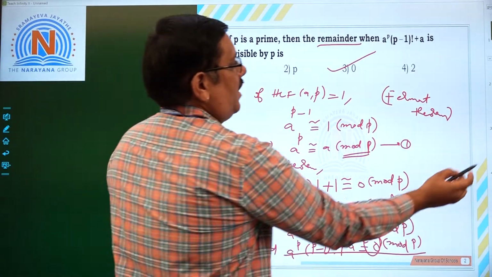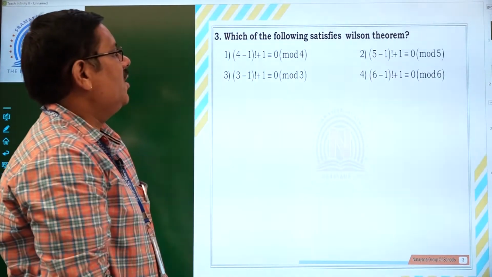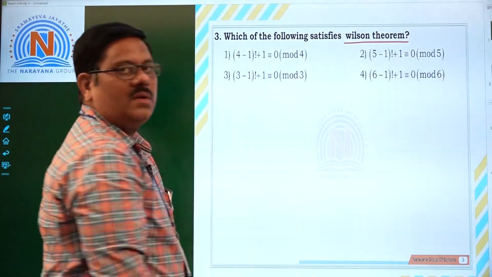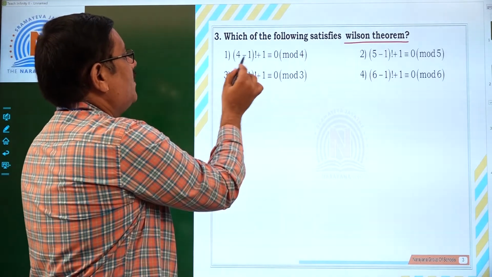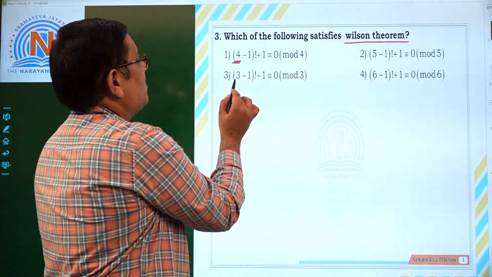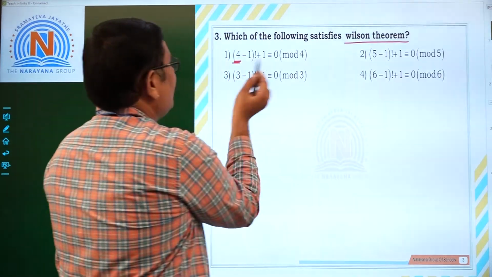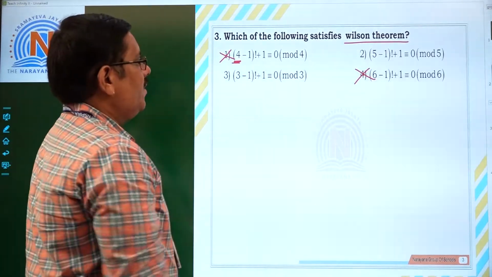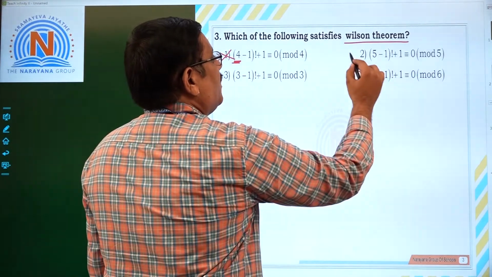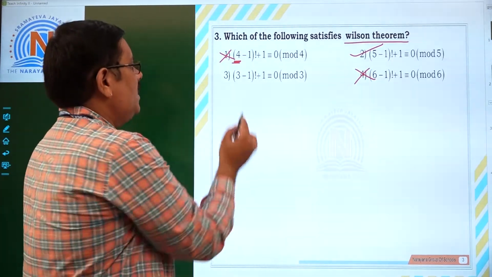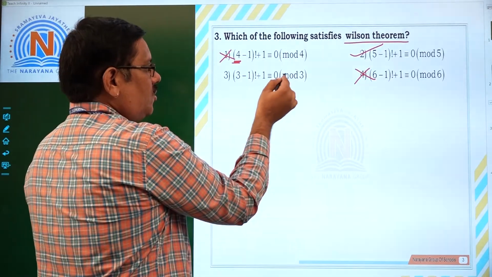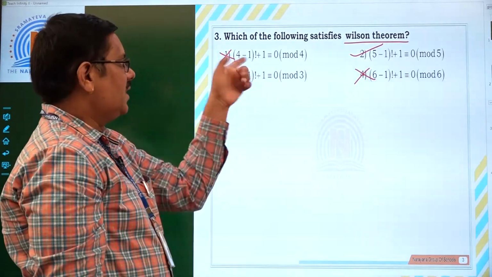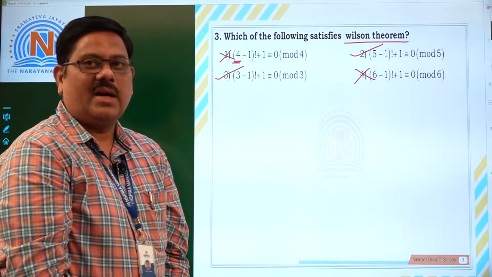Okay. Now we will move to the next question. Which of the following satisfies Wilson's theorem? Whenever you are talking about Wilson's theorem, here he is saying 4 minus 1 factorial plus 1. Whatever number we have here must be a prime number. In that case, this is not valid and this is not valid. If you look at 5 minus 1 factorial plus 1, modulo P, this is a valid statement according to Wilson's theorem. 3 minus 1 factorial plus 1 is 0 modulo 3. This is also valid because 3 is a prime number as well as 5 is a prime number. So for this particular question, both 2 and 3 are right options.